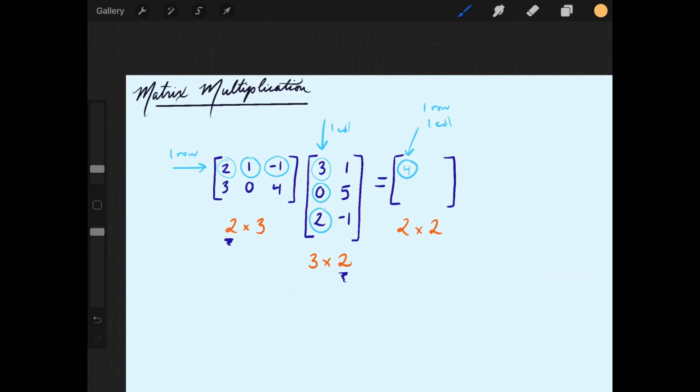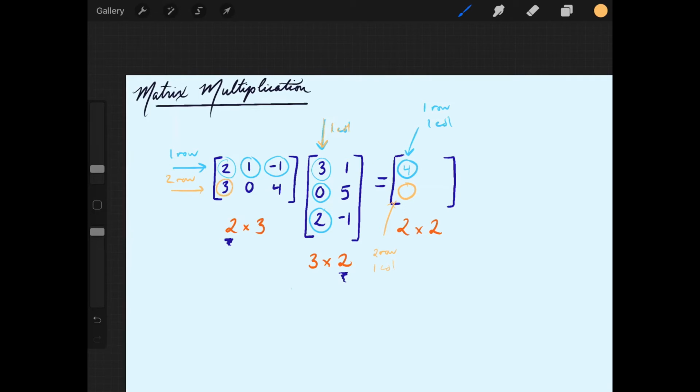And let's change colors so we can keep track of what we've done. Now I'm going to work on figuring out what number goes in the second row, first column of my answer. To figure this out, I need to use the elements in the second row and the first column of my 2 matrices that I'm multiplying. And just like before, I'm going to do some multiplying and some adding to get the one single number that I put into this matrix up here.